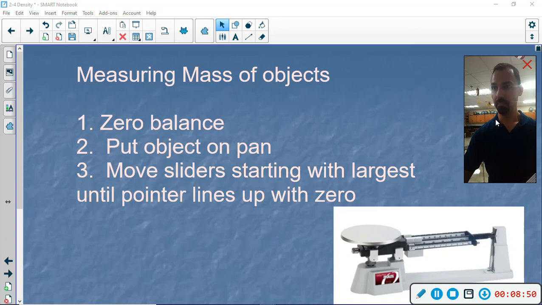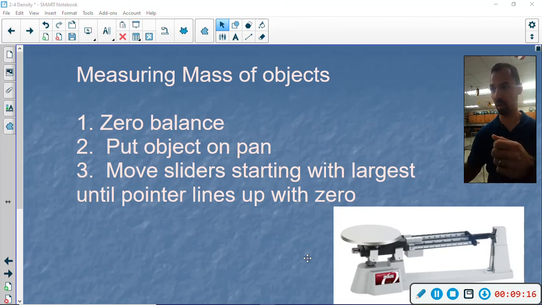Okay, measuring the mass of an object, so we have to use the balance, obviously, the triple beam balance. I'm just going to remind you how to use it. So obviously you have to zero it. So the zero marking has to be lined up with the pointer with all the sliders at 0. And that little knob here on the side is how we adjust it.